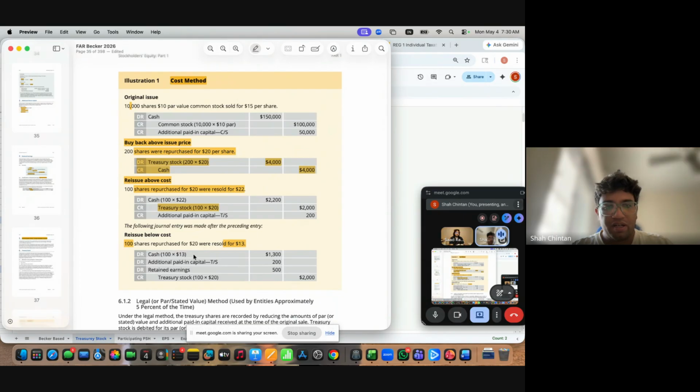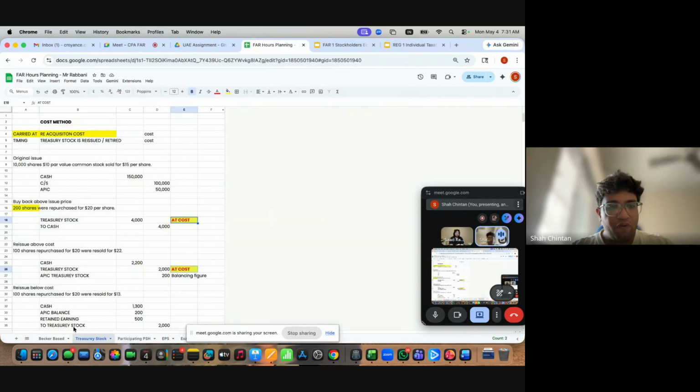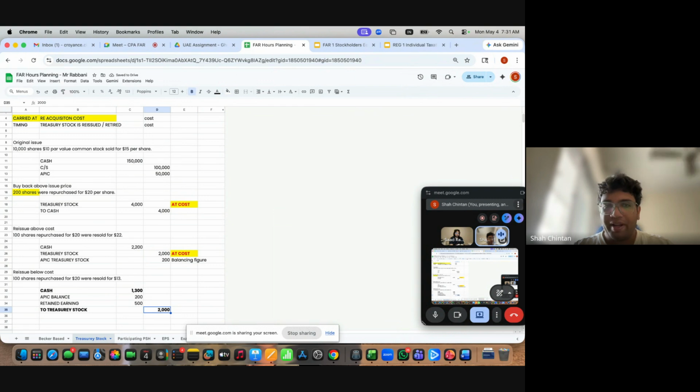This is your first entry. Second, treasury stock you have to close at cost. What was your cost? $20. So treasury stock credited 100 into 20, which is $2,000. So we have figured out this entry, cash account debited. We have figured out this entry, treasury stock 100 into 20.